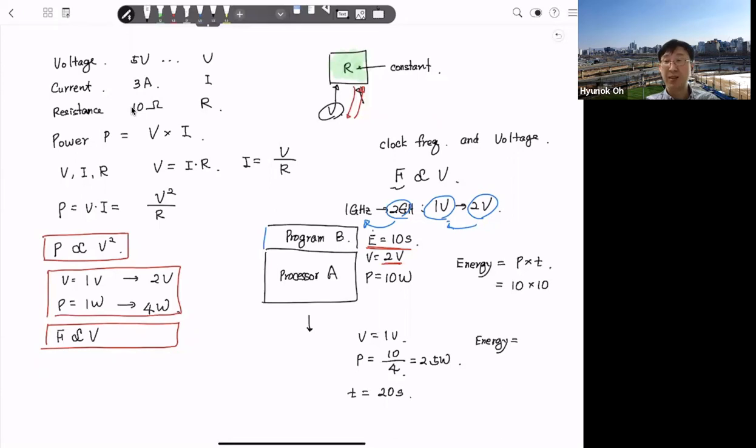Energy consumption is 50. It was 100, right? Now it is reduced to half. So to complete the same program, we just need half the energy. So if we reduce the voltage, then we can save more power and more energy.